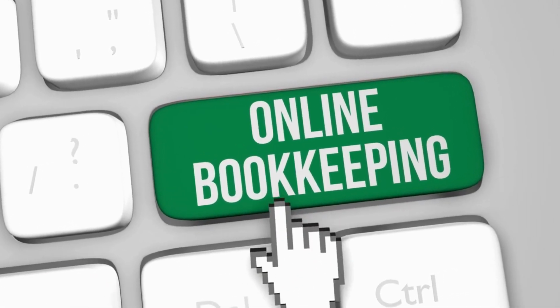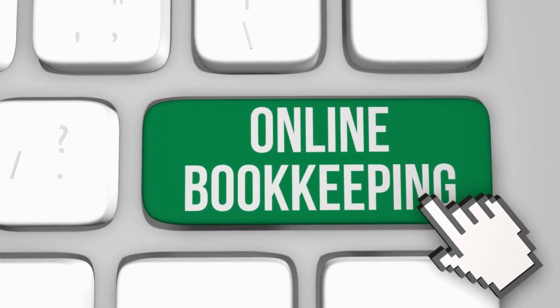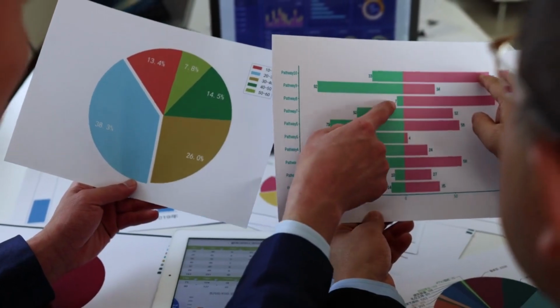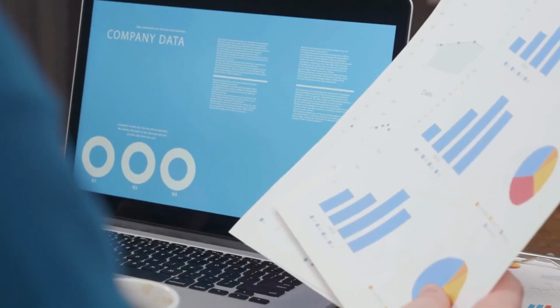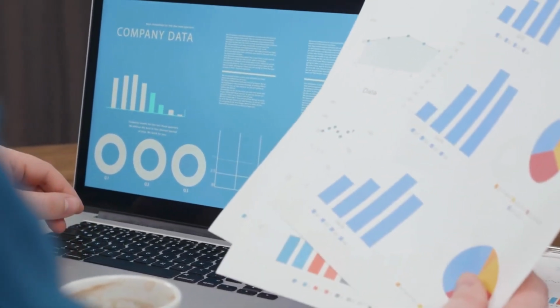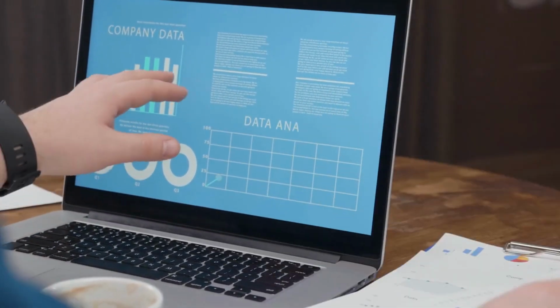2.1. Familiarize yourself with key ratios. One of the most powerful tools in financial statement analysis is ratio analysis. Ratios allow you to compare different financial metrics, providing a deeper understanding of a company's performance and financial health.